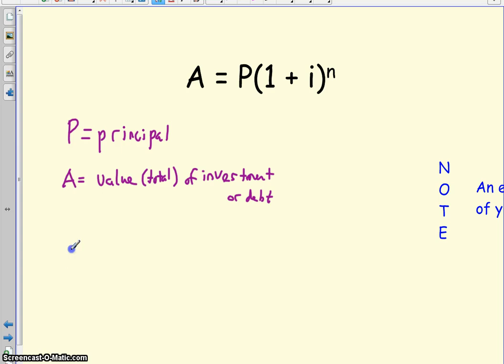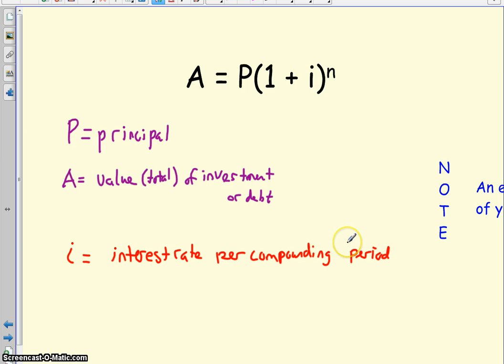Now, I, we're going to have to talk a little bit more about on the next slide. So I is your interest rate. But it's not going to be the annual interest rate. It's going to be interest rate per compounding period. And I'll talk about what that means a little bit more shortly. So interest rate per compounding period. It's not just taking the annual interest rate, because interest can be compounded at much different rates. And when I say compounded, that means when it's calculated and added to the total.